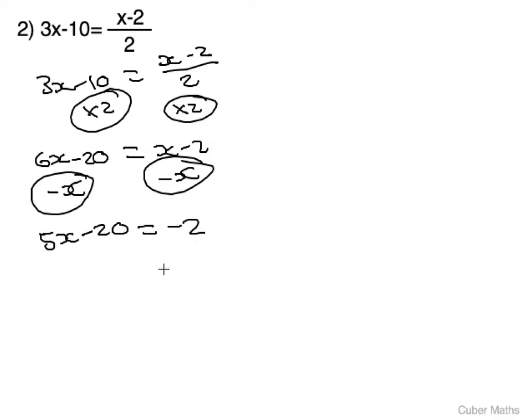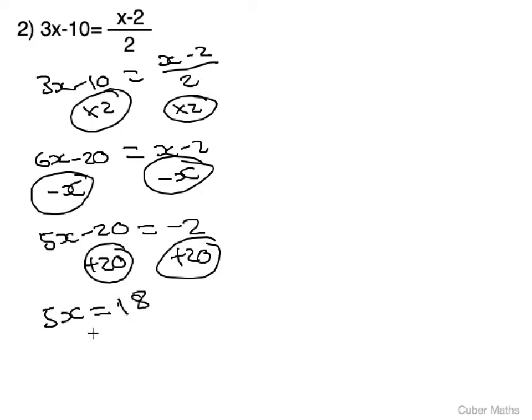2. Now we want to get x on its own. So to do that, we need to add 20 to both sides to eliminate this minus 20. So when we add 20, we end up with 5x is equal to 18. Now to get x on its own, we need to divide it by 5 to leave us with 1x. So when we divide by 5, we end up with x is equal to 18 over 5. So that's that one solved.